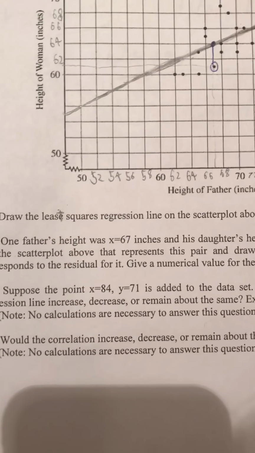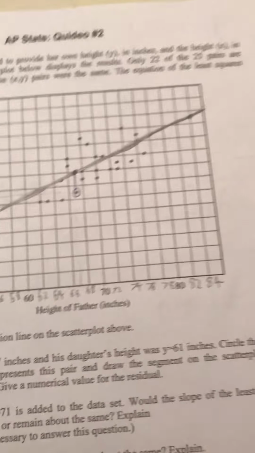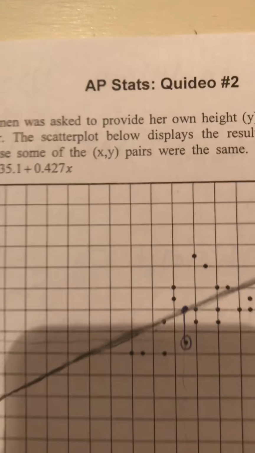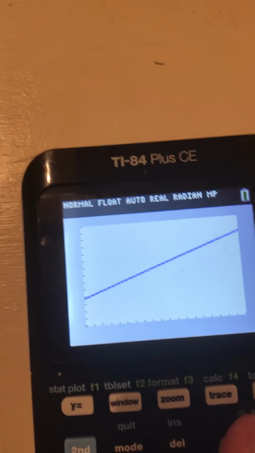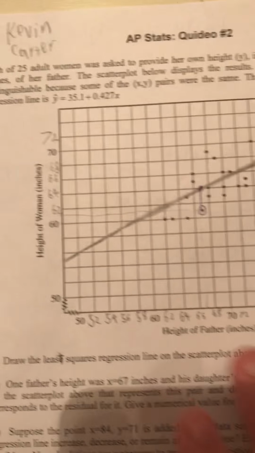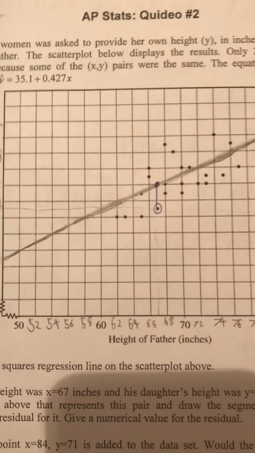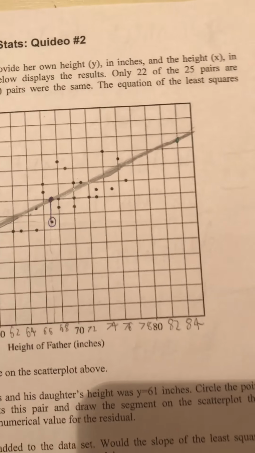So for number one, the least squares regression line on the scatter plot above, I entered the equation given into my calculator. This is what I got once I adjusted the table to this table's parameters. And this is the line I've drawn.